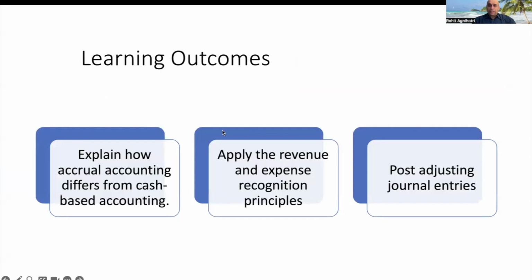In today's presentation, we will learn about the difference between accrual accounting and cash-based accounting. We will also learn to apply the revenue and expense recognition principles. And at last, we will learn how to post journal entries.